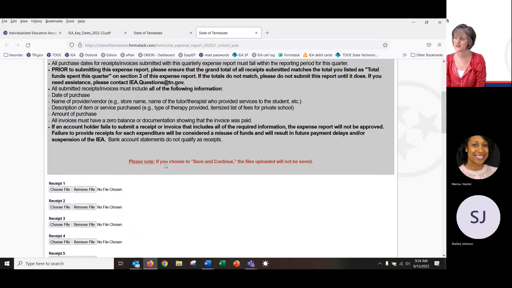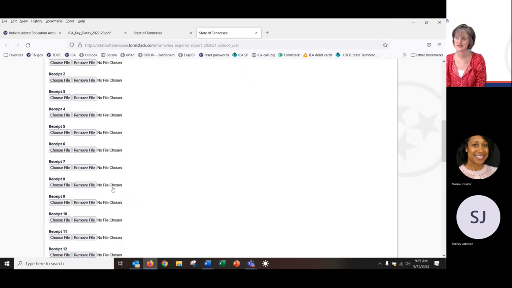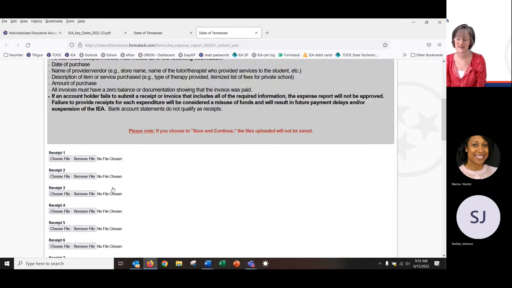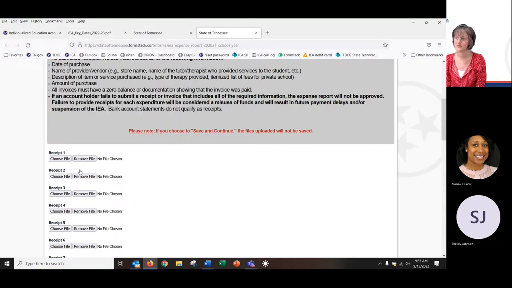So I went into this and put that in red, so this will remind you when you get there. Once you start uploading your receipts, you need to finish this and not do save and continue, because you're going to be wasting time and you don't want that to happen. So all you have to do here is choose your file, upload something, and then move on. You want to upload all the receipts to back up everything that you just put in your expense report. Now, I thought I was being smart.